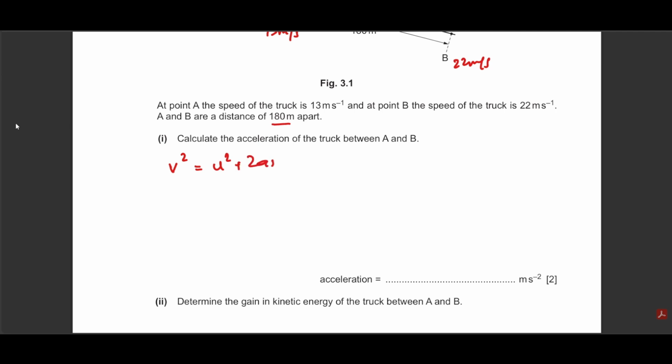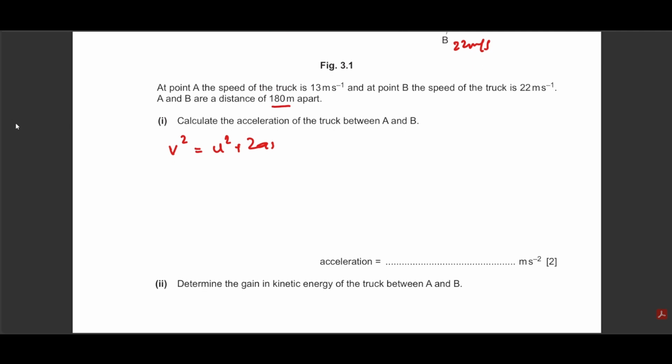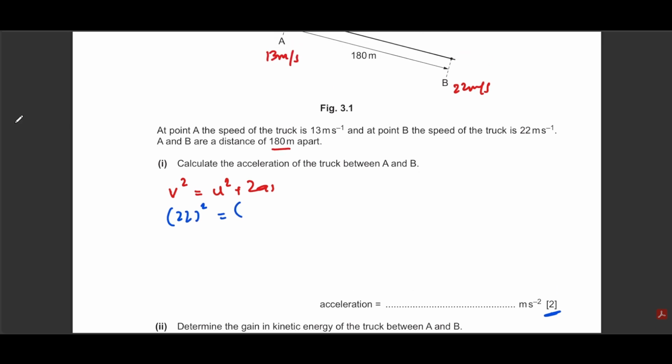Mind you, you can use the other equations of motion that involve time, but in them you have to find the time first, and then you can find the rest of them. But we don't do that over here. For 2 marks, let's dive into this equation straight away. So this will be 22 square equals the initial velocity, which is 13 square, plus 2a. Acceleration is what we are trying to find out, so the distance is 180.